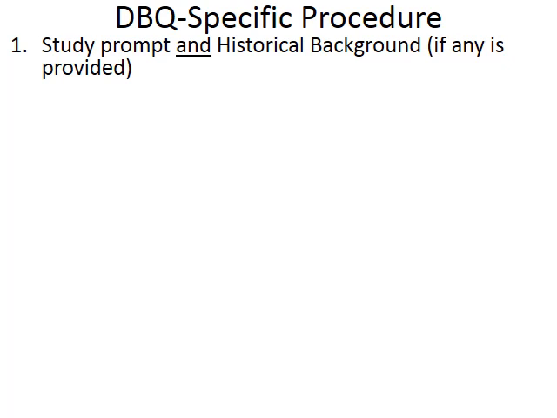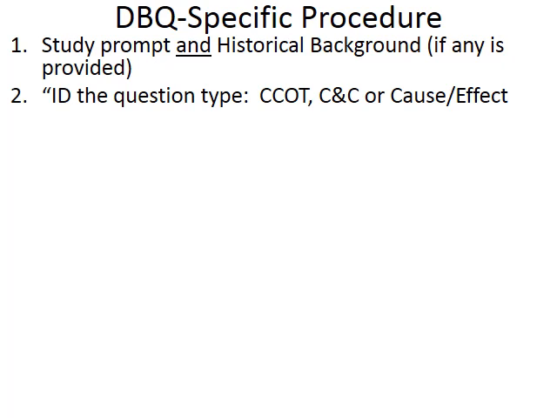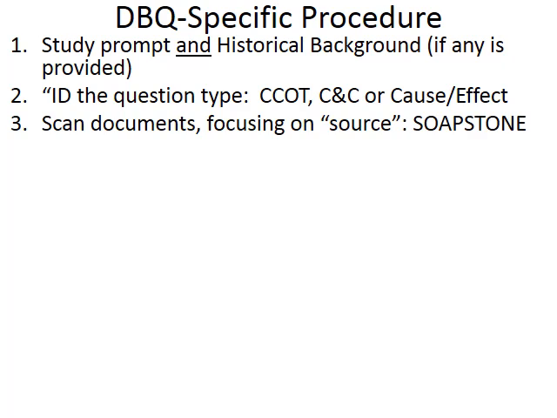Just a couple more DBQ specific things. Make sure you study the prompt, and if in the historical background, about a third of the time they will give you that, and it's really useful knowledge. DBQ can be a lot of different kinds of questions. Usually it'll be continuity and change over time, compare and contrast, or cause and effect. And if you know what kind of question it is up front, that'll help you. Unfortunately, some of them just don't fit the mold, and you're going to have to just use your best judgment about what kind of format to use up front.